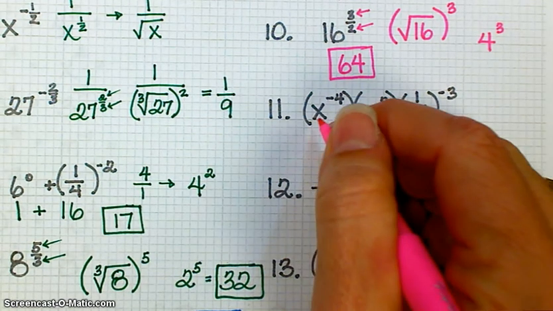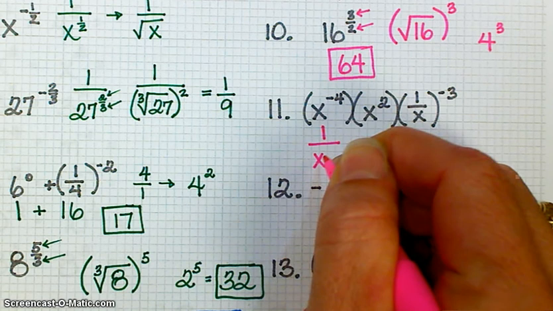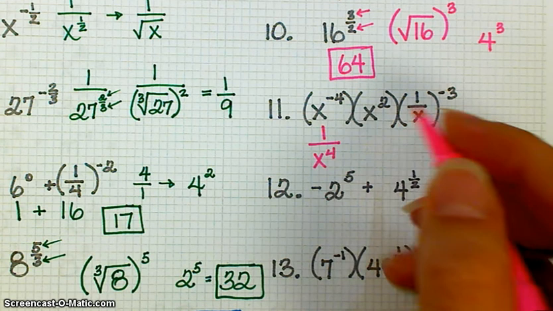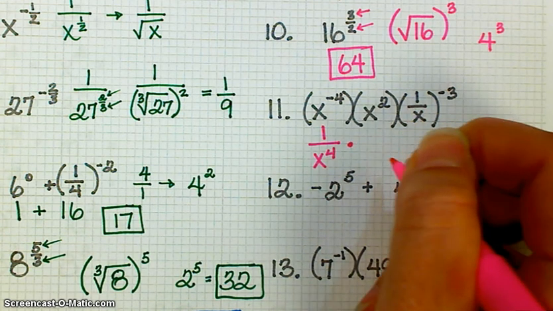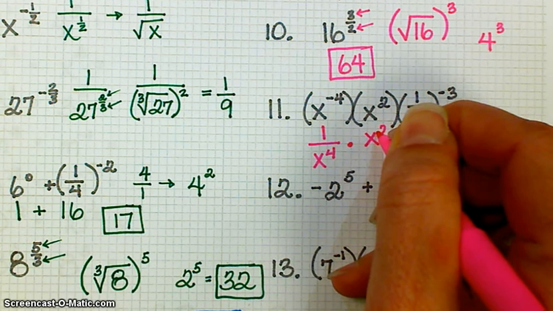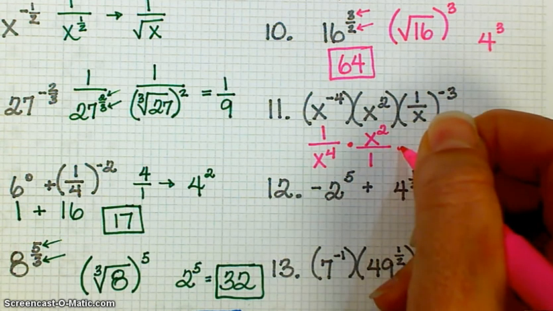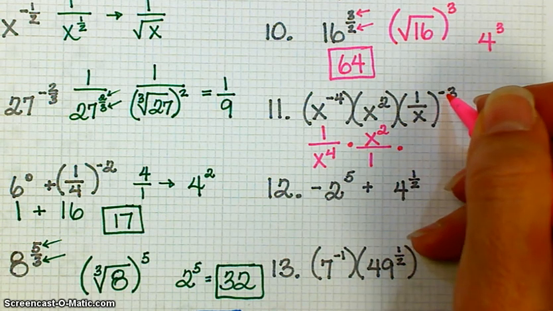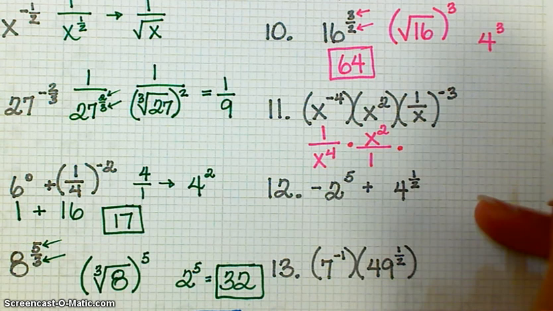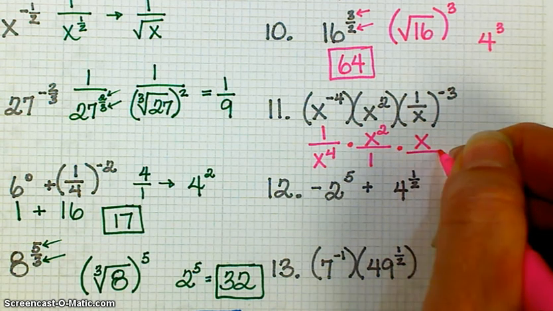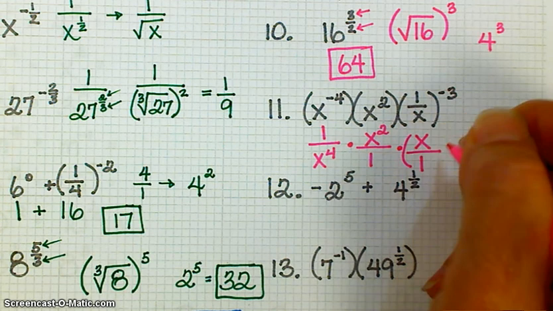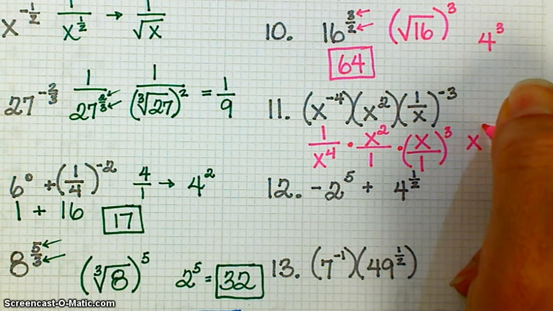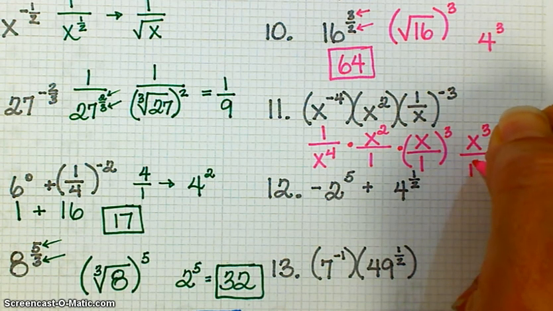Okay, next one. X to the negative 4th is the same as 1 over x to the 4th. I'm going to just make it look like a fraction, just to keep everything looking the same. X squared is just x squared over 1. It's the same thing. And then 1 over x to the negative 3rd, because that exponent is negative, I'm going to flip the fraction and then make it a positive exponent. So that's going to be x over 1 to the 3rd, which is going to wind up being x to the 3rd over 1 to the 3rd, but 1 to the 3rd is just 1.